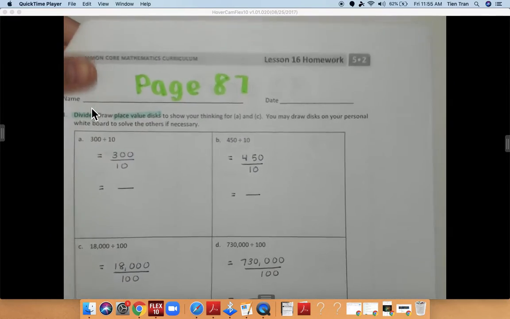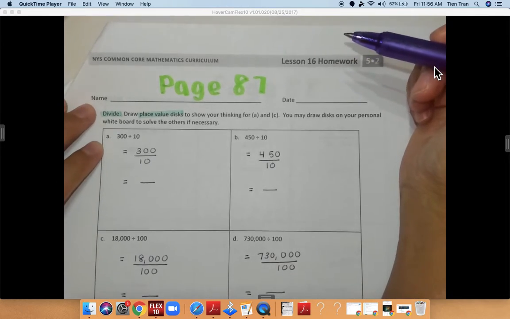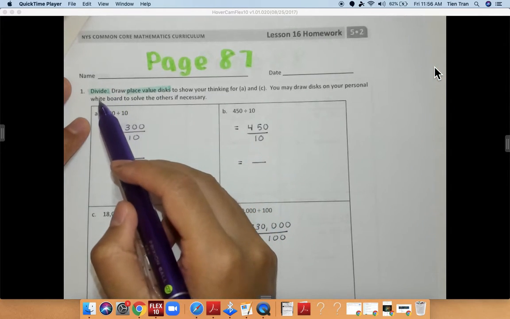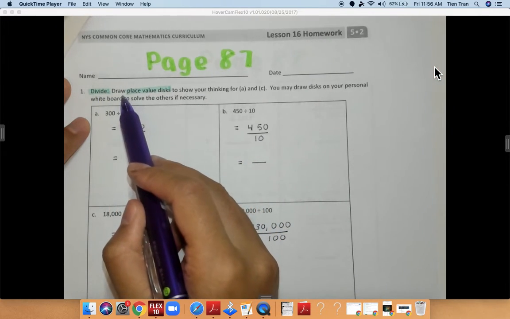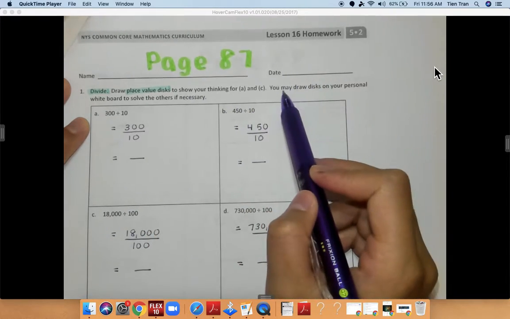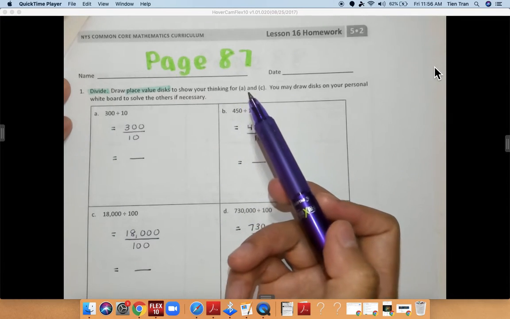We are on page 87 for homework, lesson 16. Make sure you are turning to the correct page, so page 87. For the first question here, they ask you to divide, draw a place value disc to show your thinking for A and C. You may draw a disc on your personal whiteboard to solve the others if necessary.